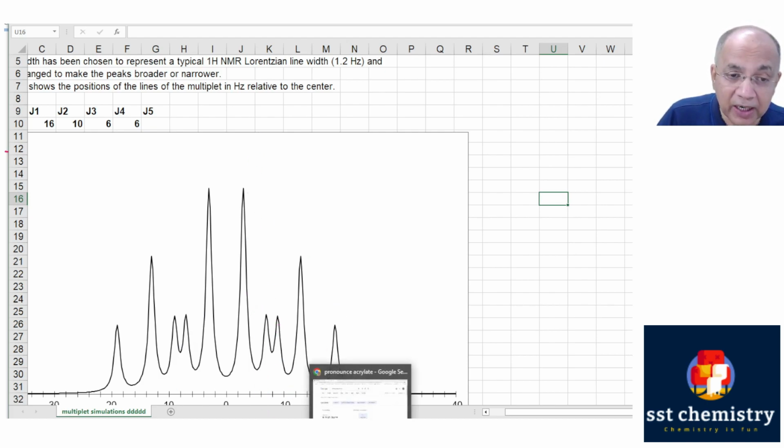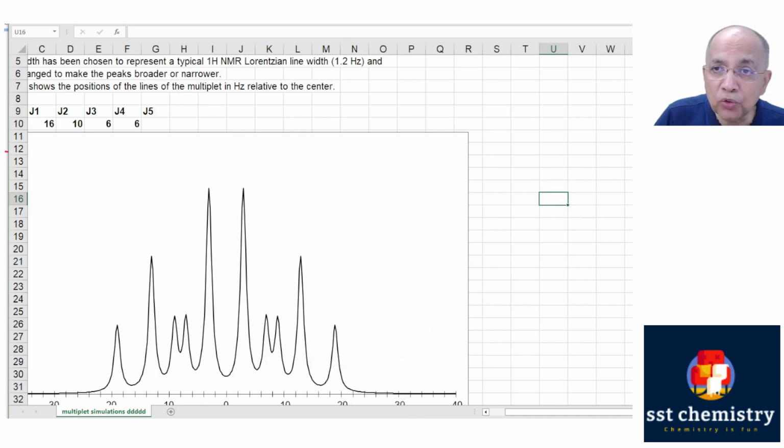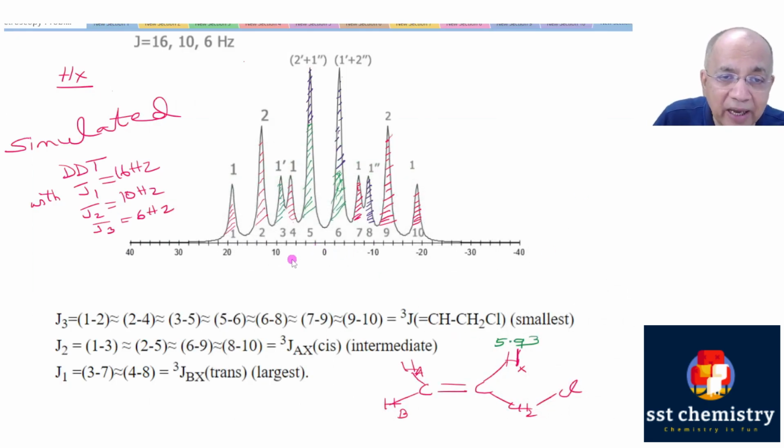1:2:1:1:3:3:1:1:1:2:1. And to find out, let me show you how to find out the J values. The lowest J is between siblings of each triplet: 1 to 2, 2 to 4. These are the sequential numbering of peaks from left to right. 1 to 2, 2 to 4, 3 to 5, 5 to 6, then 6 to 8, then 7 to 9, 9 to 10. These are maybe 7 values of the lowest J.